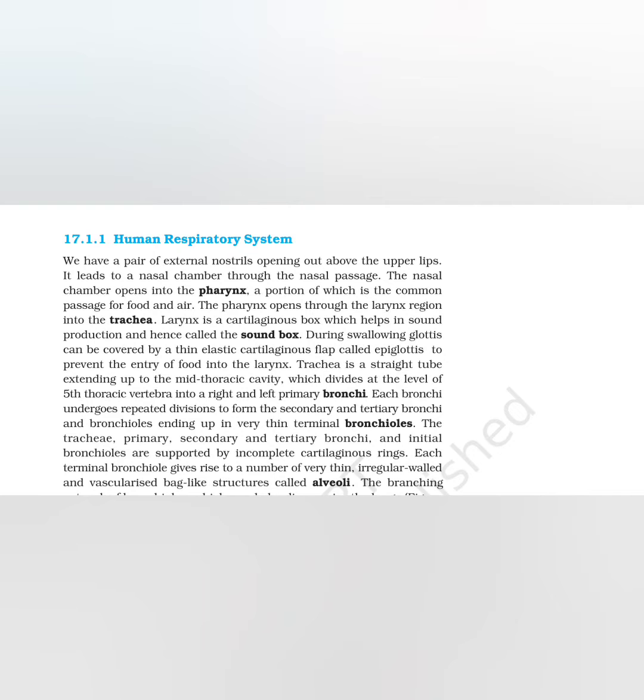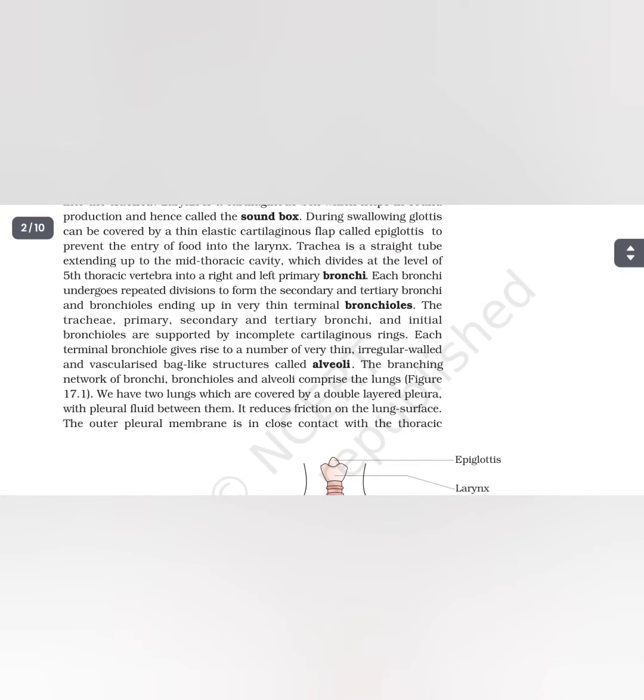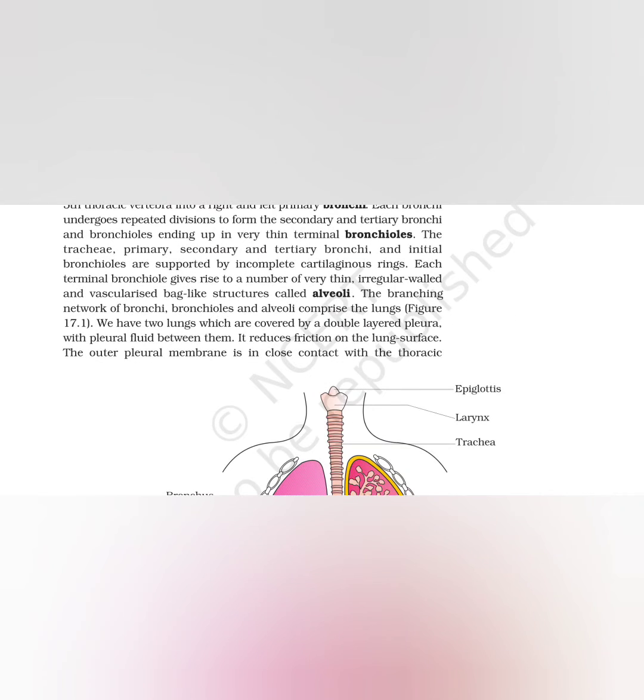into the larynx. Trachea is a straight tube extending up to the mid-thoracic cavity which divides at the level of the fifth thoracic vertebra into a right and left primary bronchi. Each bronchus undergoes repeated divisions to form the secondary and tertiary bronchi and bronchioles, ending up in very thin terminal bronchioles. The trachea, primary, secondary, and tertiary bronchi and initial bronchioles are supported by incomplete cartilaginous rings. Each terminal bronchiole gives rise to a number of very thin, irregular walled and vascularized bag-like structures called alveoli. The branching network of bronchi, bronchioles, and alveoli comprises the lungs.